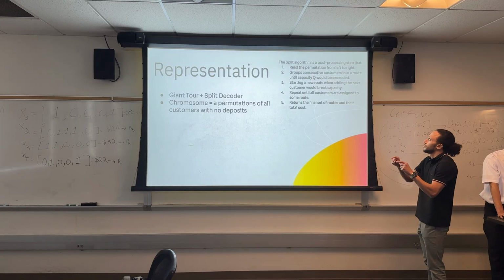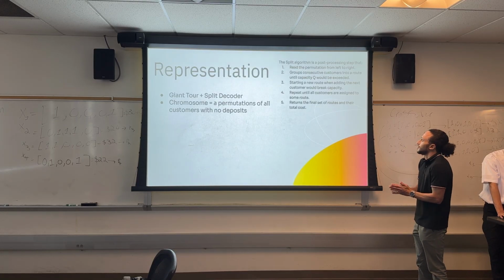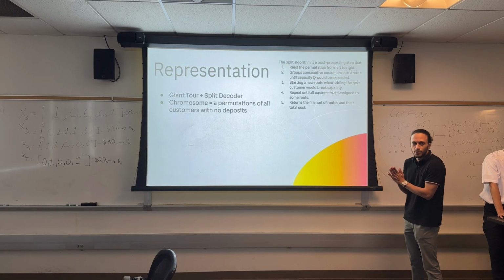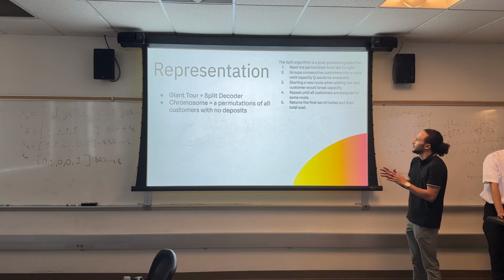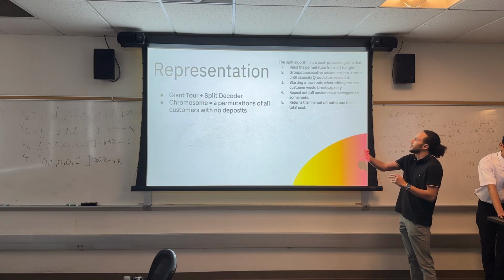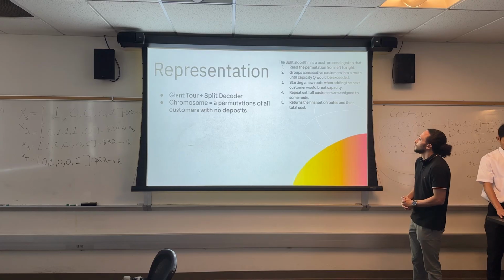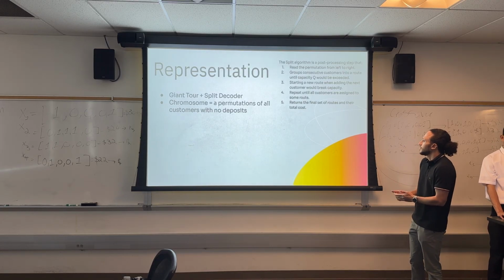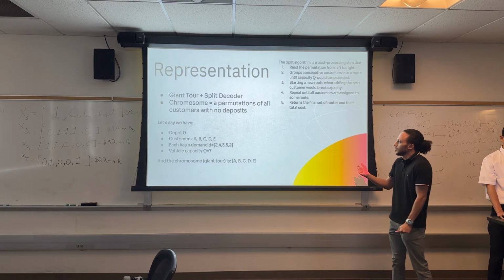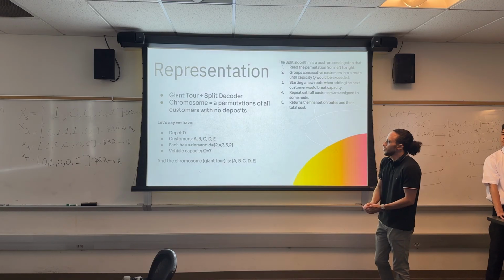The split algorithm is just a post-processing step. So you read the permutation from left to right, and then group the consecutive customers into a route until the capacity is exceeded. When the capacity is exceeded, you move on to the next route, and then you repeat until you get your final set of routes. So I'll be going through the example. Like I said, 0 is the depot, these are our customers.